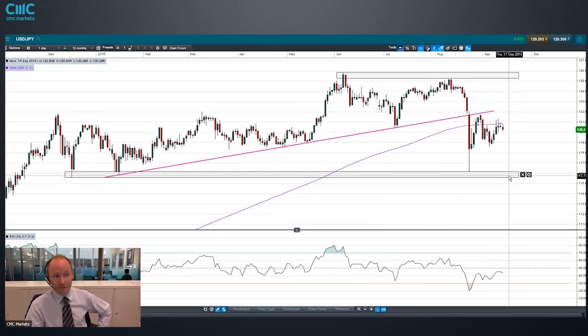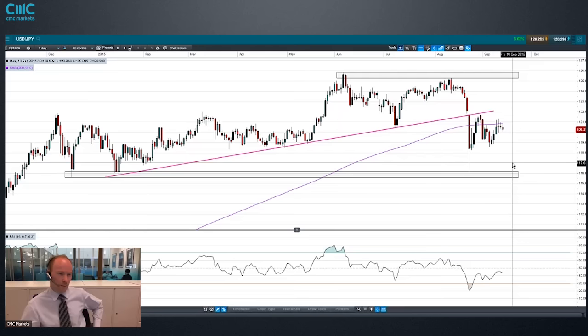So again, if the Fed don't hike, I'd see the dollar yen dropping. I get my words twisted here, but dollar yen likely to drop off, I think, purely on that dollar movement if they don't hike, which I suspect they won't.